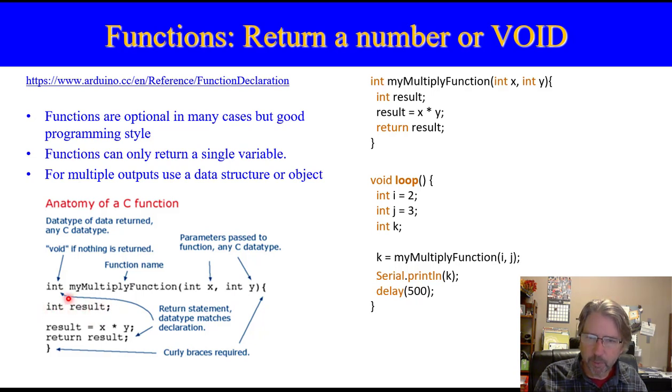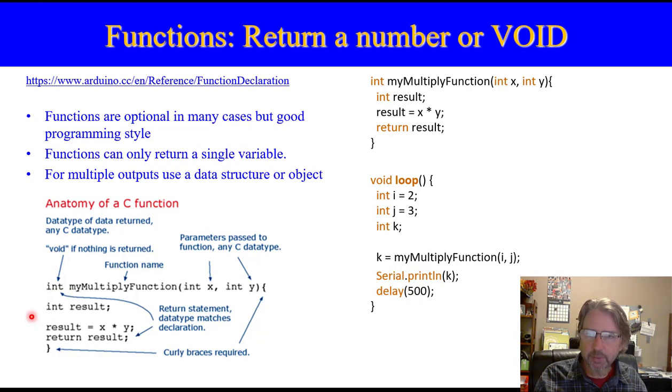Then we have variables and code inside these curly brackets. So this is declaring a variable named result. It's an integer, so a whole number. Then here's code that actually calculates result equals x times y. And then this word return says to take this and send it out of the code.